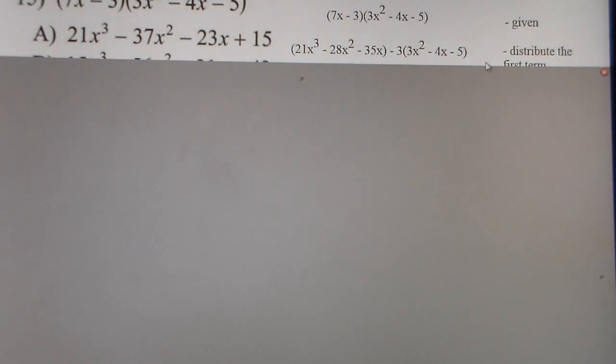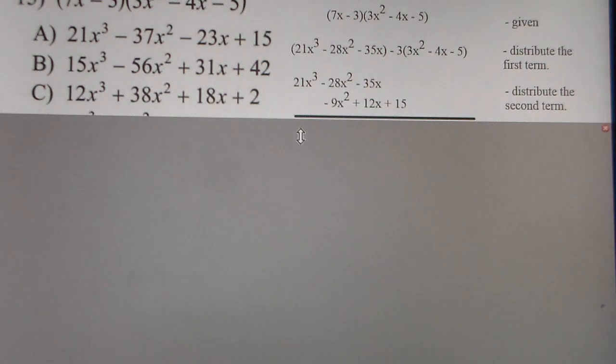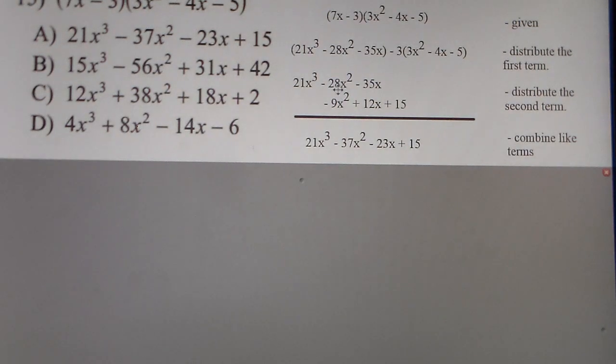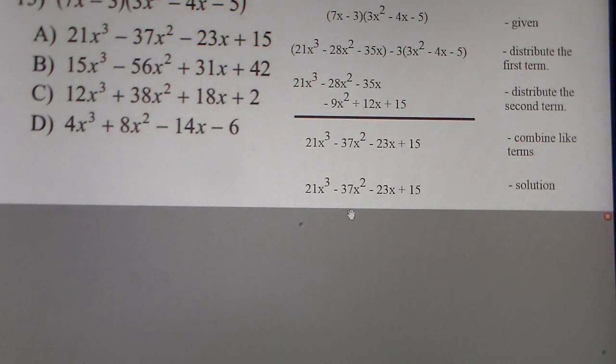And I just rewrote the second half of that problem. And we're going to distribute that now. Negative 3 times 3x squared gets you negative 9x squared. Notice how I typed it in below, the other x squared, so it's easier to combine like terms later. Negative 3 times negative 4x gets you positive 12x. Negative 3 times negative 5 gets you positive 15. I then combine my like terms. Negative 28 minus 9 gets you negative 37. Negative 35x plus 12 gets you negative 23x. Carry down my 21x to the third, carry down my 15, and that's going to be my answer. The solution is 21x to the third minus 37x squared minus 23x plus 15.